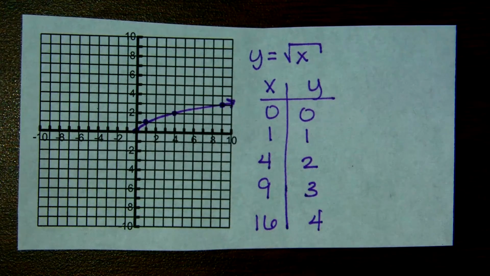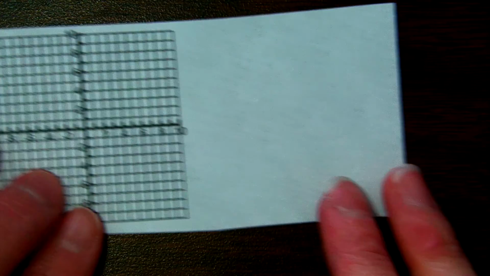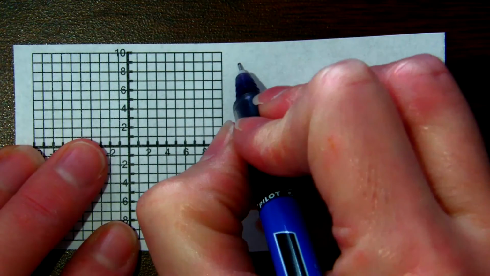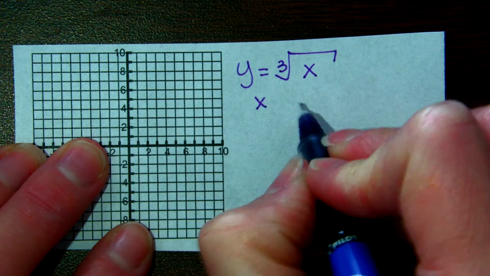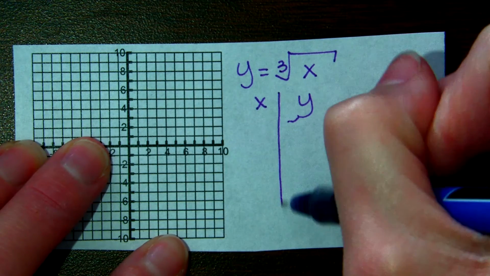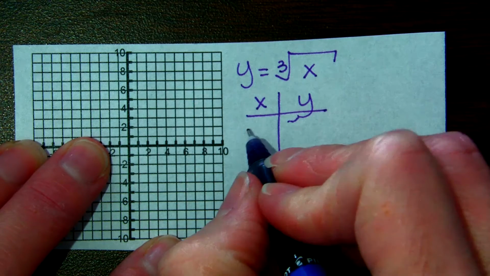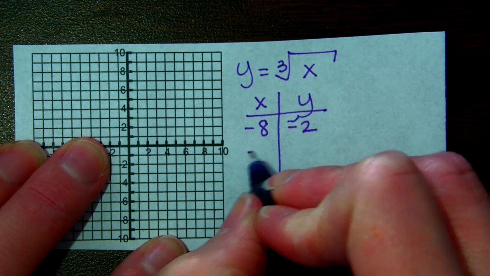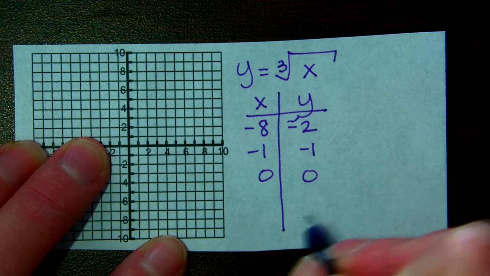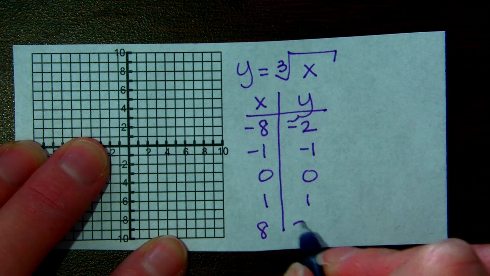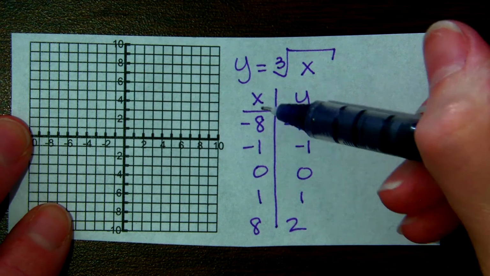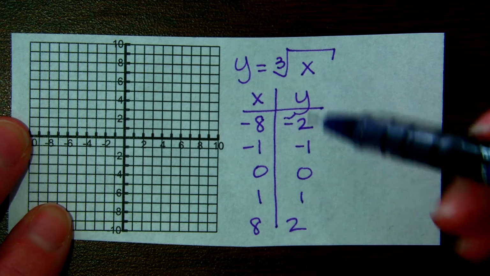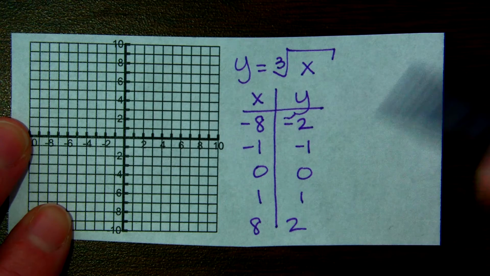All right, cube root functions. Cube root functions look like this. Y equals the cube root of x. And remember that the table for those functions is -8, -2, -1, -1, 0, 0, 1, 1, 8, 2. And again, the x column is perfect cubes, and the y column is the cube root of those numbers.